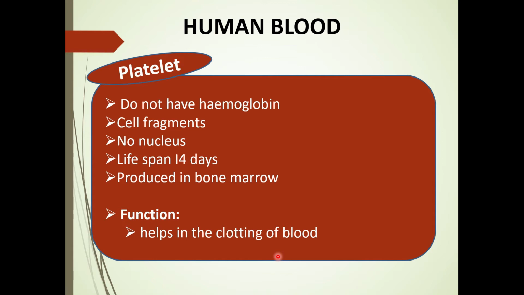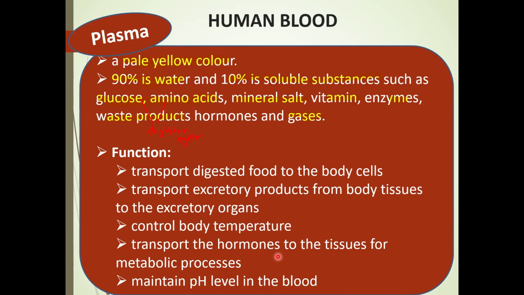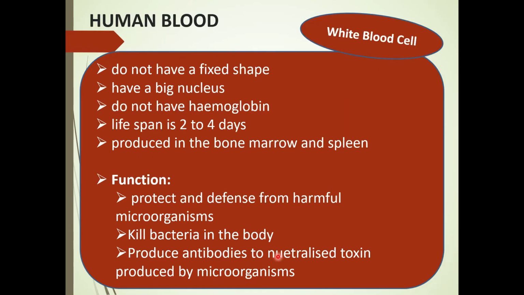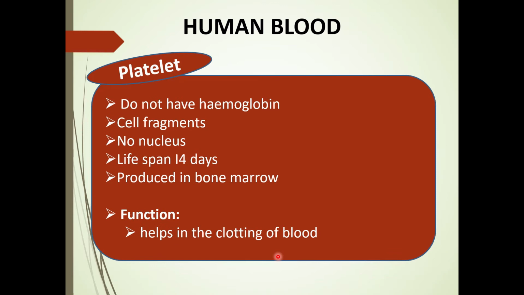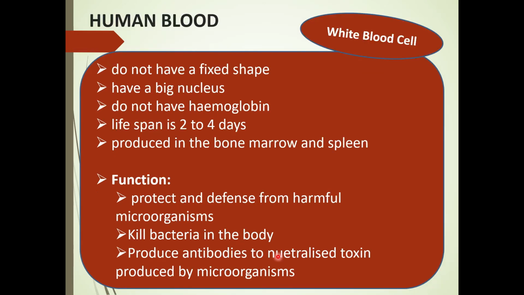So as you can see here, if you compare, only the white blood cell has a nucleus. Why? Because they play a big role in our defense system, so they need to have a nucleus to control all the activity. And the others are just like transportation only, except for the platelet, which is only for blood clotting. So the white blood cell must have a nucleus because they play a major role in our defense system.